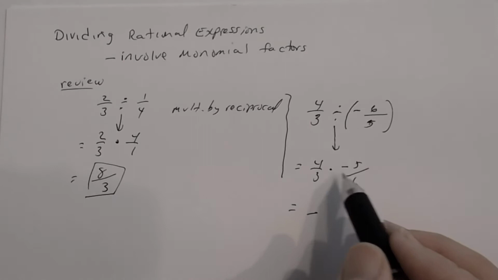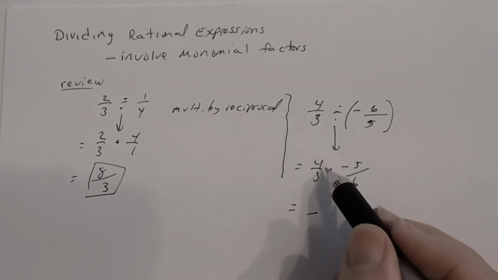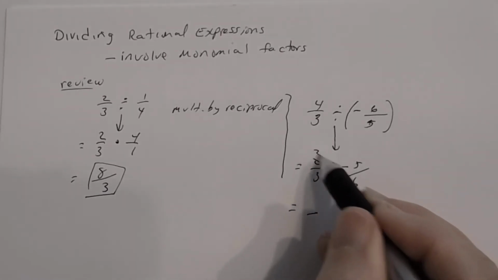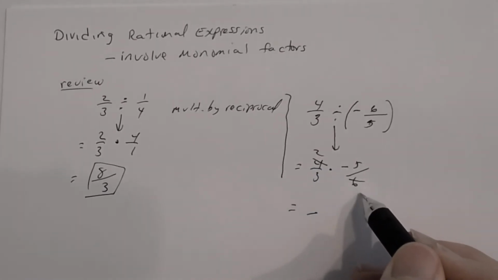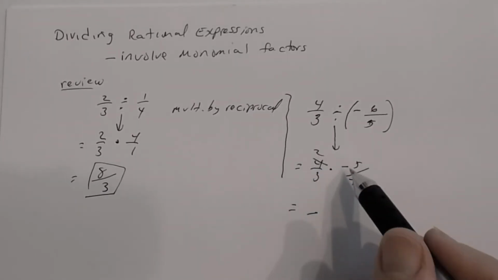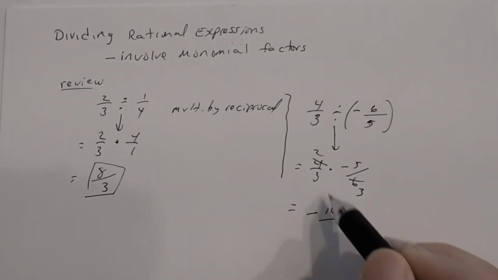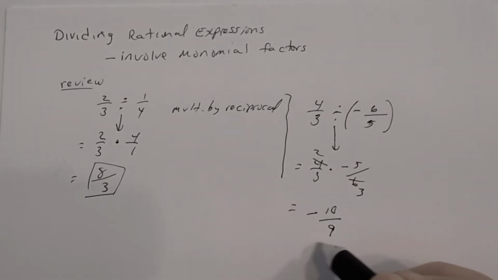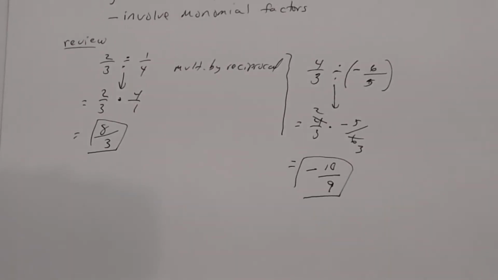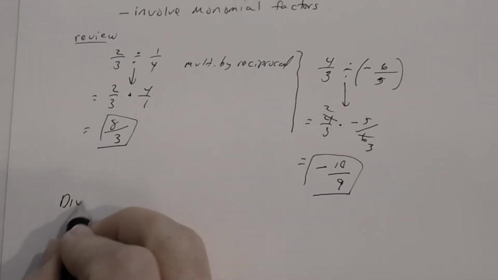Now let's reduce before we multiply. I can reduce here because the 4 and the 6 both have a factor of 2 in common. 4 divided by 2 is 2, and 6 divided by 2 is 3. Now I'm going to multiply. 2 times a negative 5 is a negative 10, and 3 times 3 is 9. Now that's the idea we're going to use with these rational expressions we're about to look at. The direction is going to say divide.